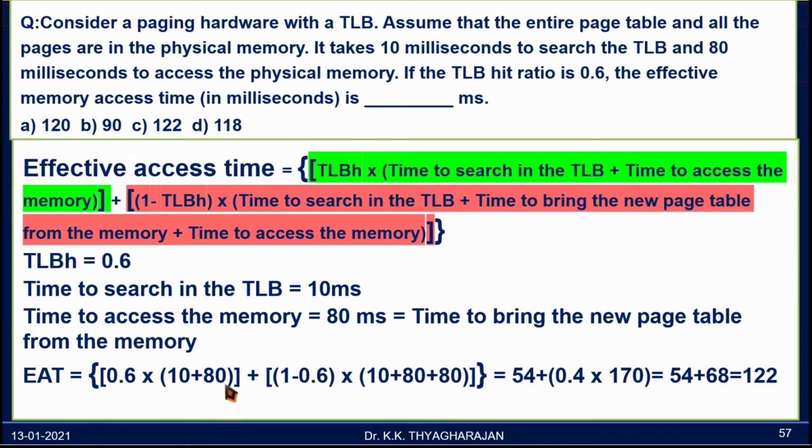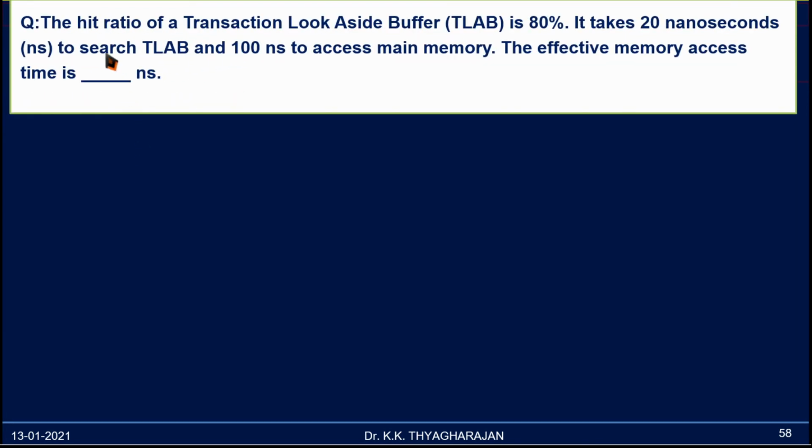So 10 plus 80. Then here 1 minus 0.6 into time to search in the TLB is 10 milliseconds. Time to bring the new page table is 80. And time to access the memory is also 80 milliseconds. So if you solve all these things, you will get 54 plus 68 is equal to 122. So the correct answer is option C, 122. Now let us see another problem.